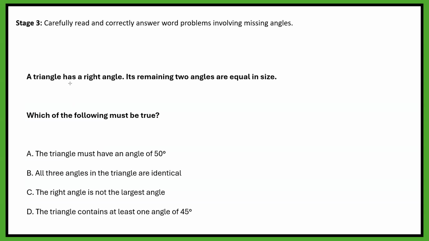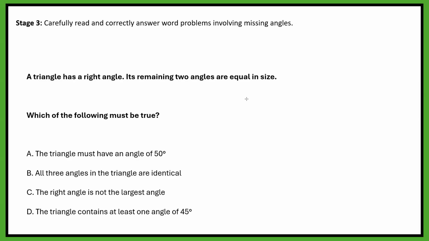Let's read it first. It says a triangle has a right angle. Its remaining two angles are equal in size. Which of the following must be true? Now we need to be able to visualize that triangle. If we can't visualize the triangle, we can't get the answer, right? So it's okay to mentally visualize this triangle, but you always have white space in an exam to do a little bit of a drawing.